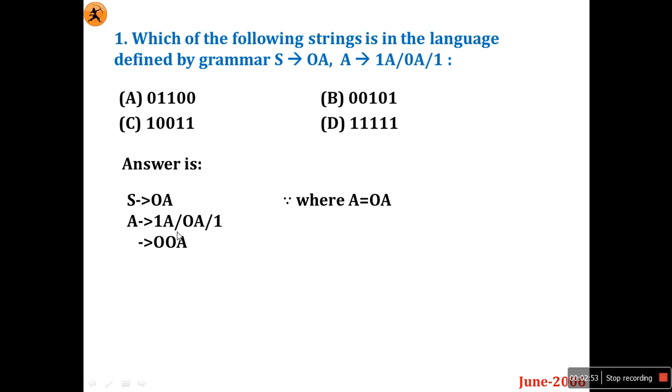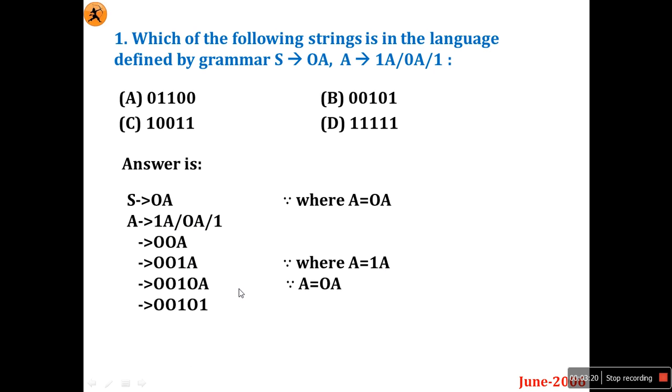0A, I will substitute 0A. Now what is your A? Again for A I will substitute 1A. So what is your A? 1A. So now we got 001A. What is your A? Again I will substitute according to B, that is 00A. Okay, then what is your A finally? That is 1. So you got 00101.